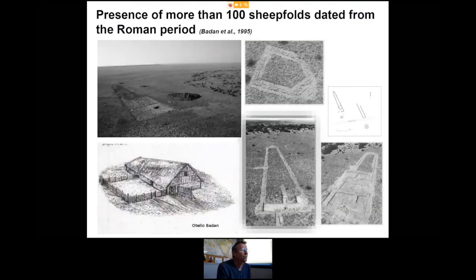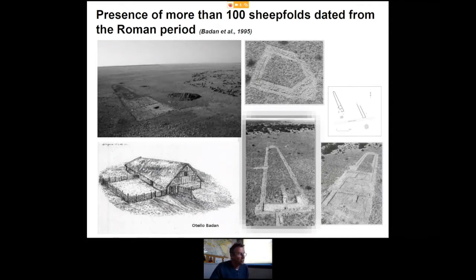And this idea was, in fact, to use the discovery in this area of a very original, unique set of sheepfolds dated from the Roman period, and our colleague Badan and collaborators have found more than 100 sheepfolds in this area, which is incredible and unique in Europe. And you can see the foundation of this sheepfold, and here by the author a reconstitution of what it could have been.